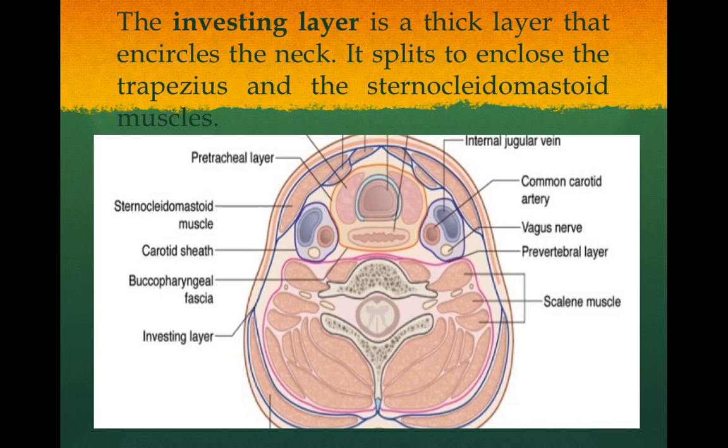condensations of this fascia. The first one, the investing layer, is a thick layer that surrounds the neck, and it splits to include the trapezius muscle. Here we can see the trapezius muscle, and the deep cervical fascia enclosing it from inner and outer sides, and the sternocleidomastoid muscle, as we see it here. And also, as I mentioned before, two lectures ago, it splits to enclose the parotid gland and the superficial part of the submandibular gland.